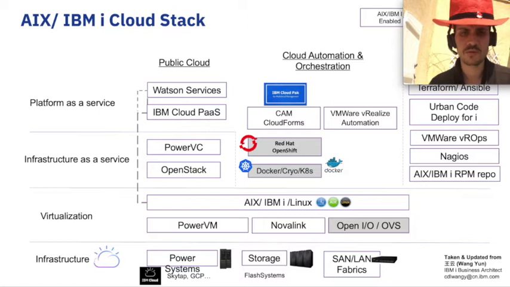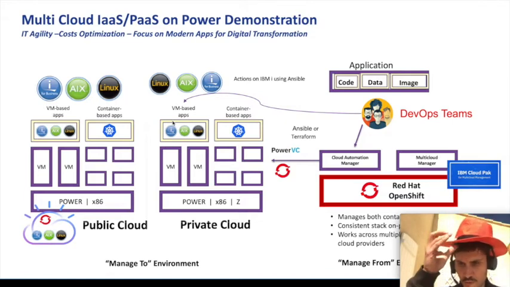And when you want to integrate this in a global architecture, x86, Power, on-premises, cloud providers, you need an orchestrator. And this is what we're going to talk about: how to integrate this PowerVC and infrastructure as a service solution with higher level multi-cloud solutions like Cloud Automation Manager with Terraform and the multi-cloud manager. So this is the architecture overview.